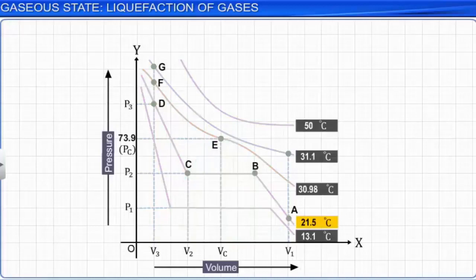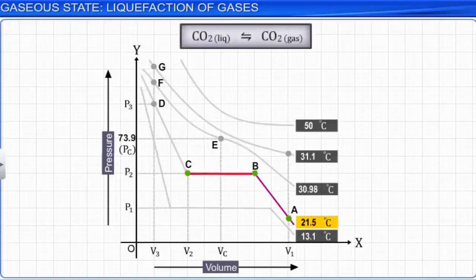At low pressure, carbon dioxide exists as a gas at point A. On increasing the pressure, the volume of the gas decreases along curve AB. The liquefaction of the gas starts at point B and continues along BC, which is evident by the sudden decrease in the volume. Both liquid and gaseous carbon dioxide coexist in equilibrium along the line BC.